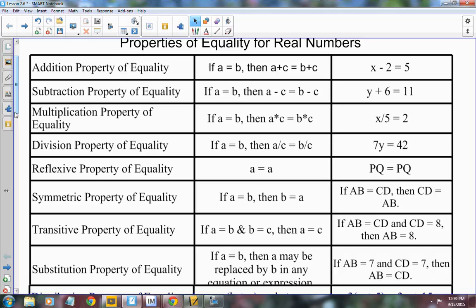If you were going to solve this equation over here, what would be the first thing that you would do? Add 2 to both sides, right? The addition property allows us to do that. Okay?